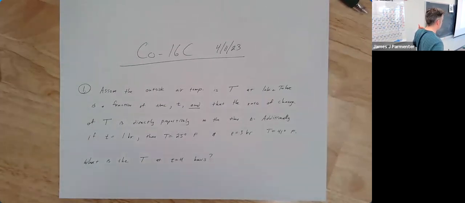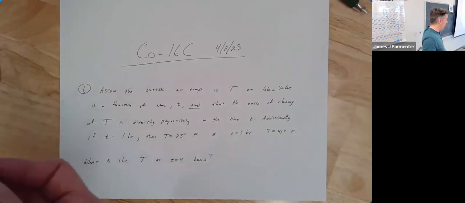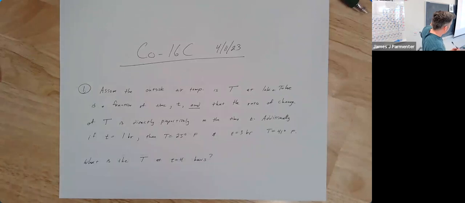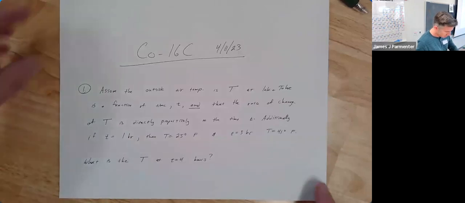Let me ask you all a question. If temperature is directly proportional to time, and we know that the temperature at time 1 is 25, the temperature at time 3 is 41, do we expect the temperature at time 4 to be more than 41 or less than 41? More, right? I can see that the temperature is increasing as time goes on. There's nothing in the words here telling me that's going to change direction. If temperature is directly proportional to time and they're both growing, then they're both growing.